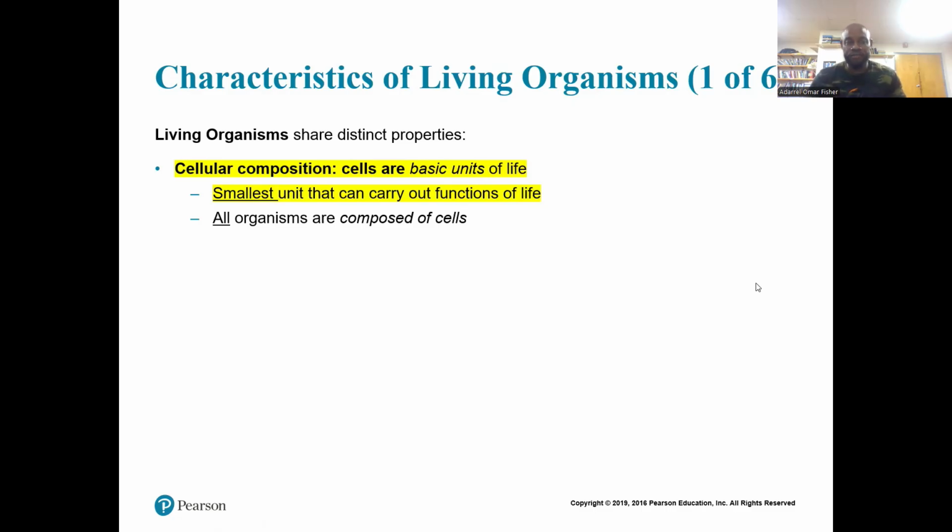Here we have one of the things that we use to qualify a living organism, and that is a cell. Cells are the basic units of life. Everybody's body has cells. Animals have cells. Plants are made up of cells. They can carry out the functions of life. We all start off as single-celled organisms.